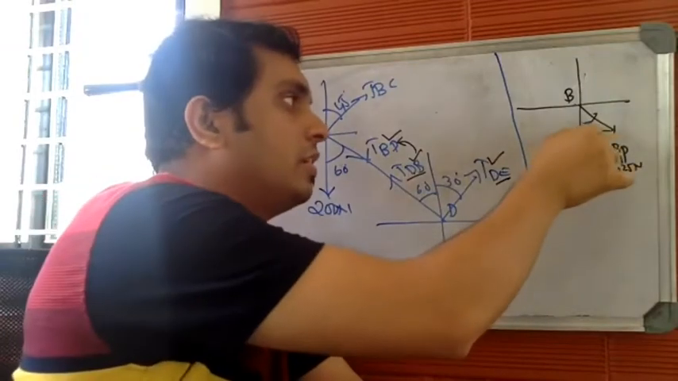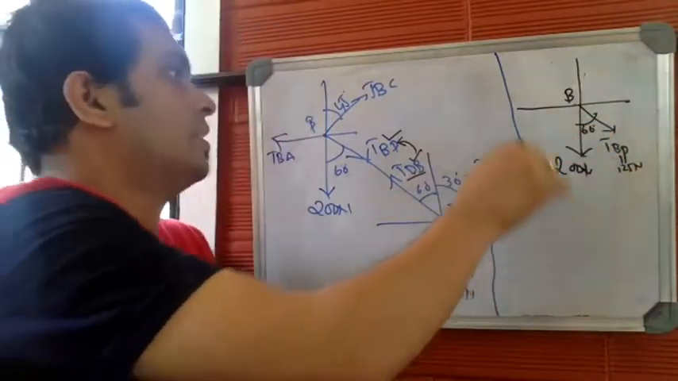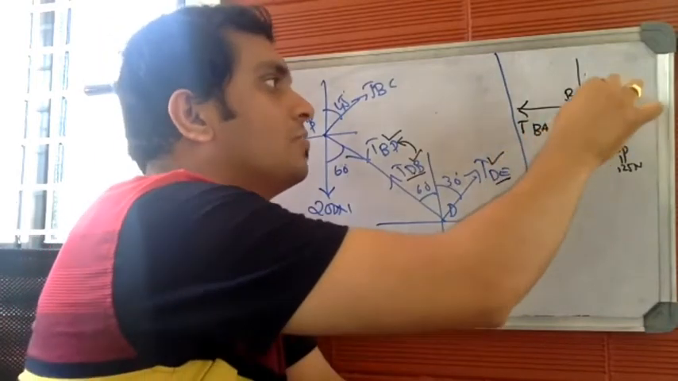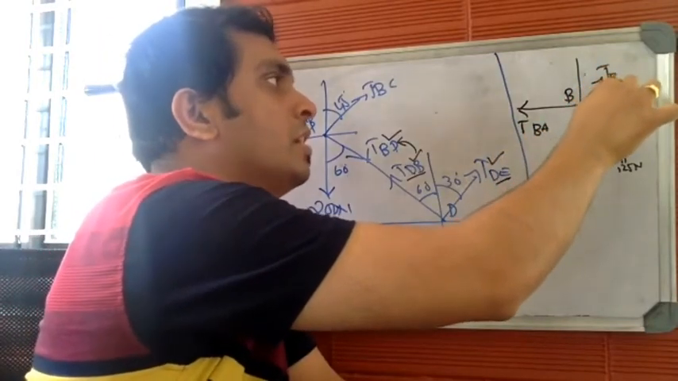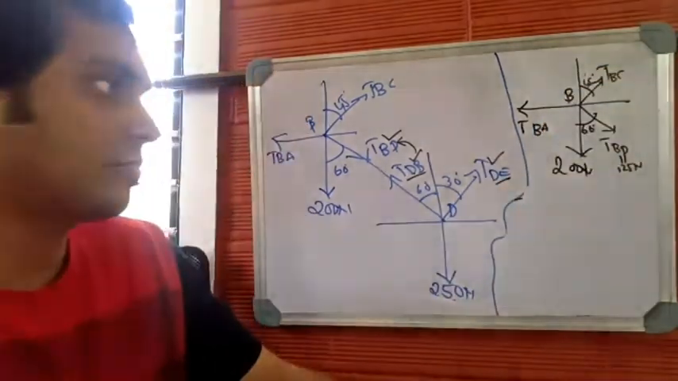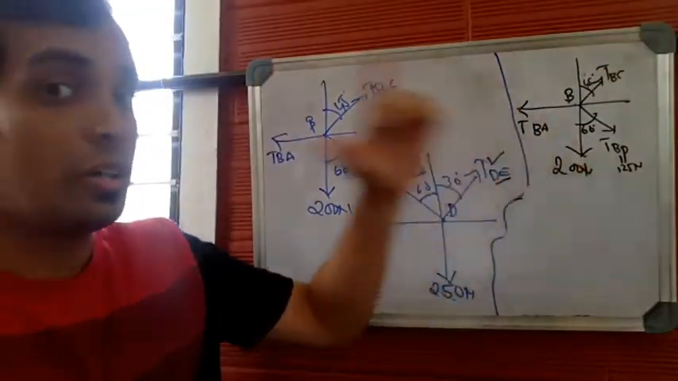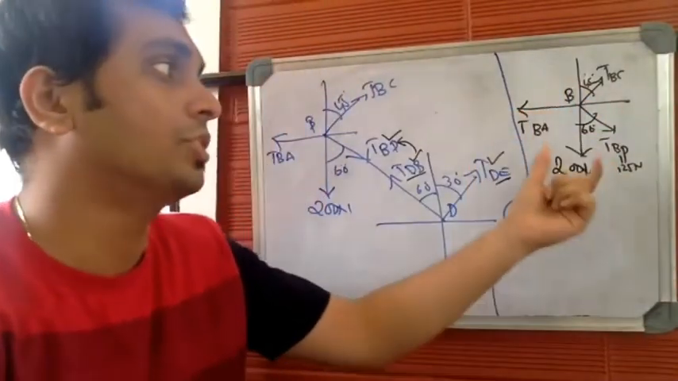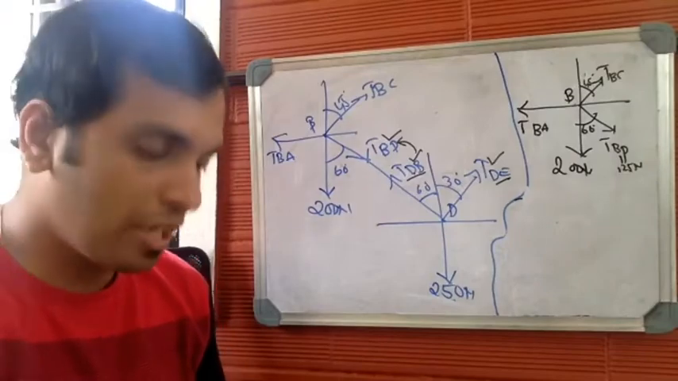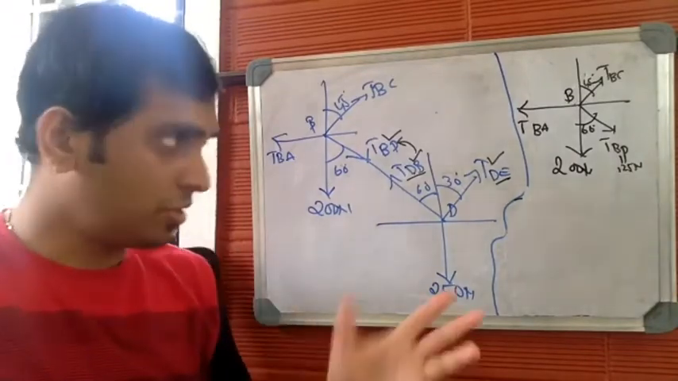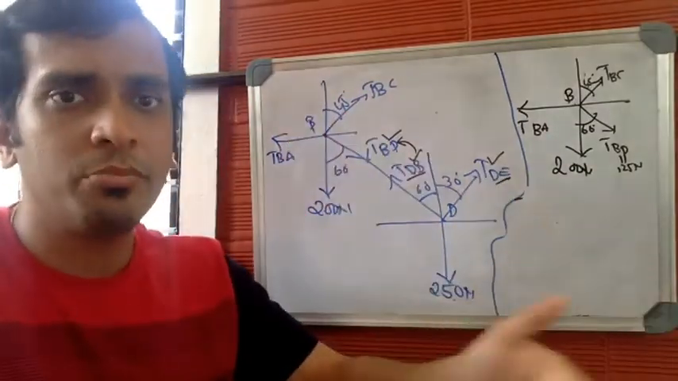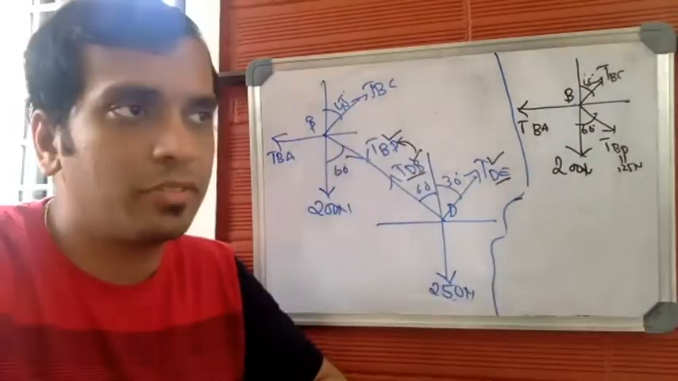So this angle will be 60 degrees. And this is TBA. And this will be TBC, making an angle of 45. Check the number of forces, not the unknowns, the total number of forces. 1, 2, 3, and 4. So you have totally 4 forces. Since you have 4 forces, you cannot apply Lamy's theorem. Since you cannot apply Lamy's theorem, you have to go with the conditions of equilibrium.